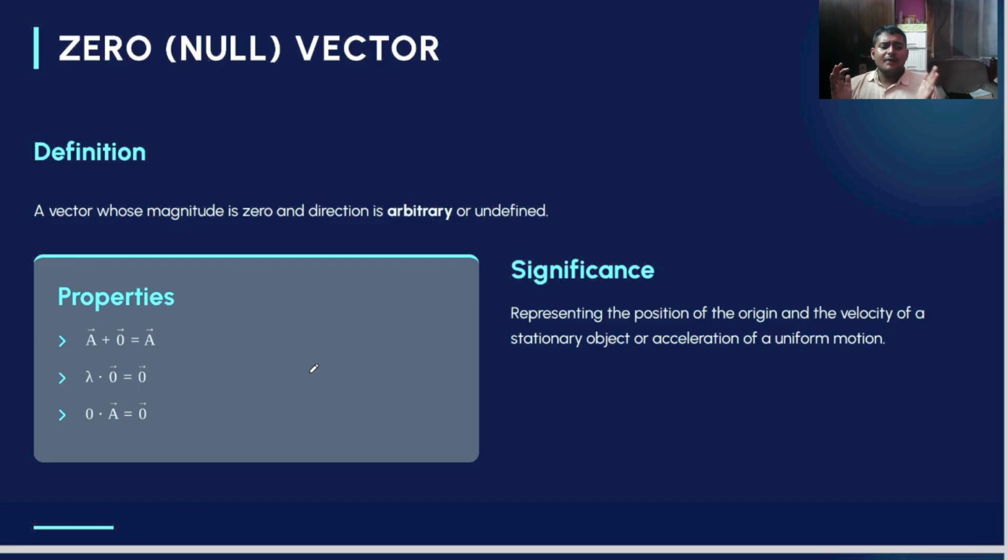The properties of the zero vector are: a vector plus the zero vector is the same vector; lambda times the zero vector, where lambda is a scalar quantity, is the zero vector; and the dot product of a vector quantity with the zero vector will always give zero. Zero vector dot a vector is always zero.